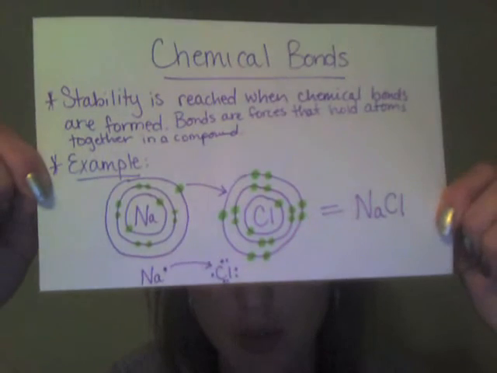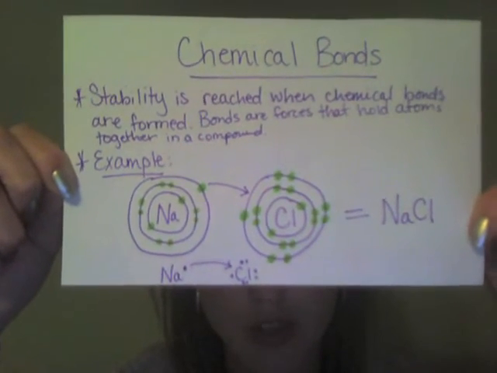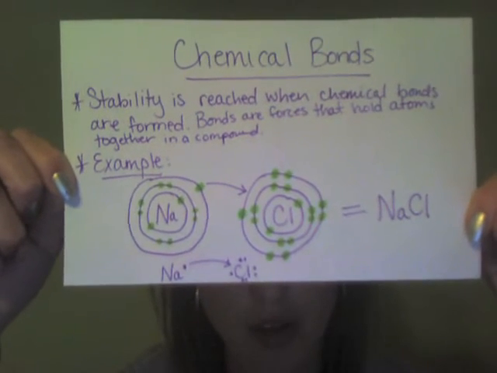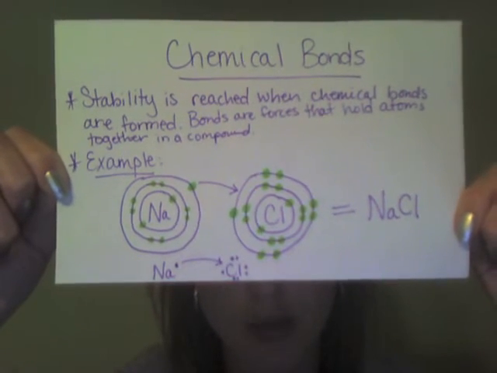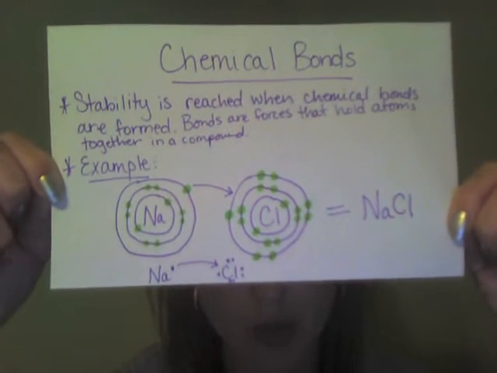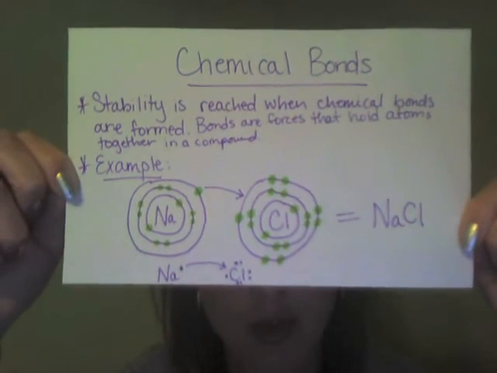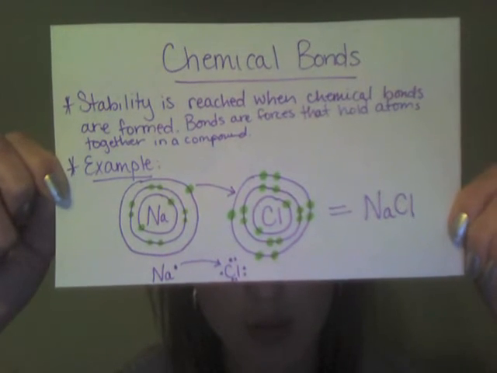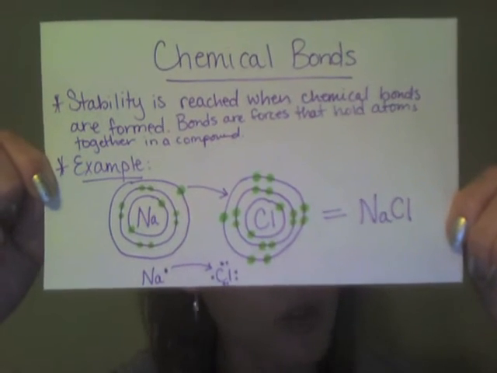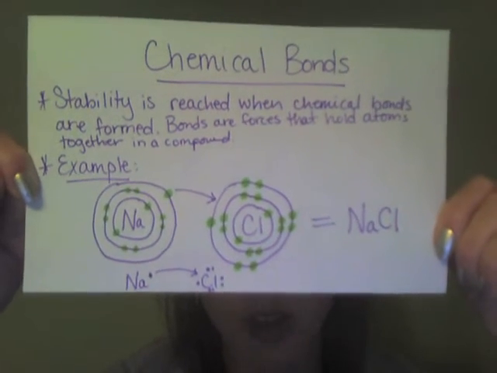So now we're going to talk about chemical bonds. We know that stability is reached when chemical bonds are formed. Bonds are nothing more than forces that hold atoms together in a compound. In our last chapter, we talked about ionic compounds, and we also talked about covalent compounds, but we're really going to learn more about those in this chapter. As an example of how a chemical bond is formed, here we have an atom of sodium, and we also have an atom of chlorine. When sodium and chlorine combine, it makes sodium chloride, which is nothing more than table salt.